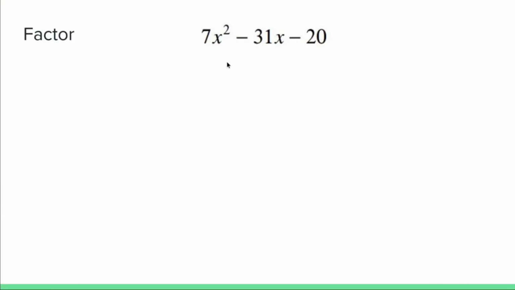Factor this quadratic where the leading coefficient is not 1. Well, whenever you're asked to factor, what you really want to try to do is see if there's a greatest common factor that you can rip out first. In this case, there isn't. So what we have to do is realize that we have possible combinations.